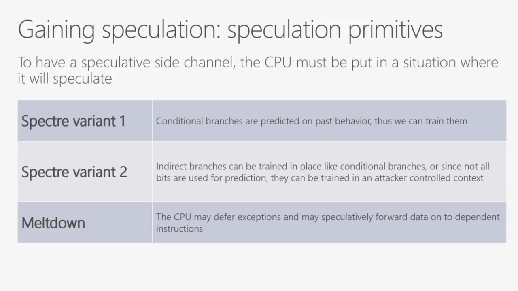We can also collide different entries, so we can have two different addresses that point to the same internal BTB entry. And finally, Meltdown was where the CPU can perform, for example, a kernel load from user land and forward the result of that onto subsequent micro operations before the permission fault will be delivered.